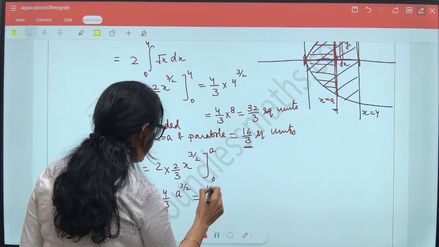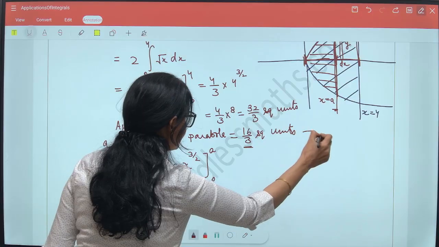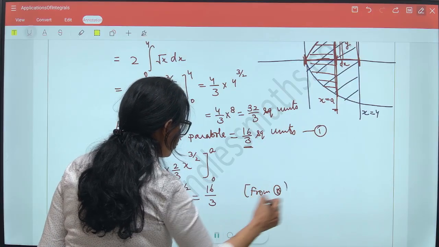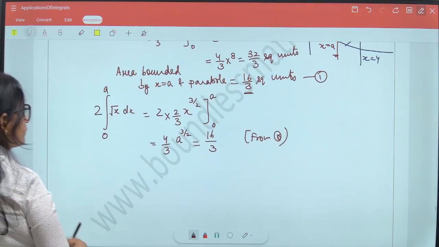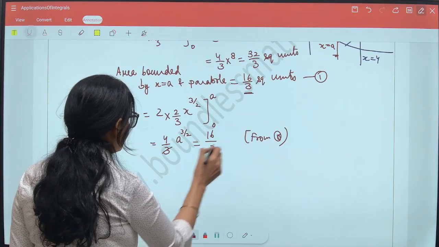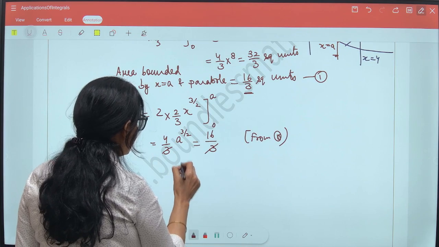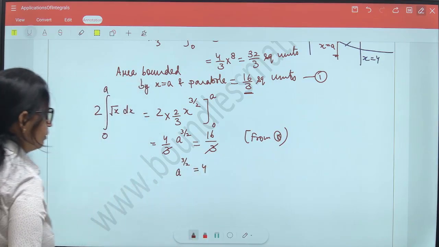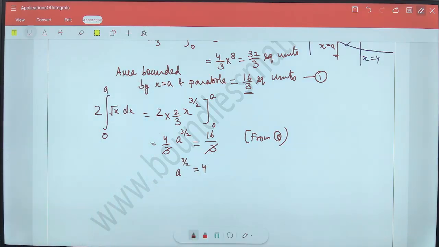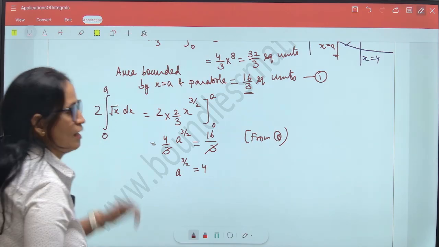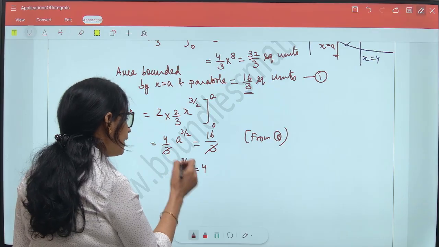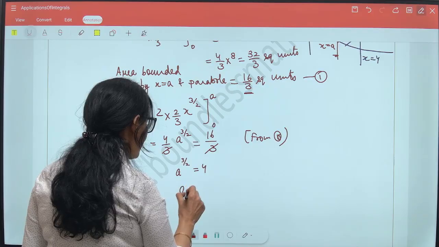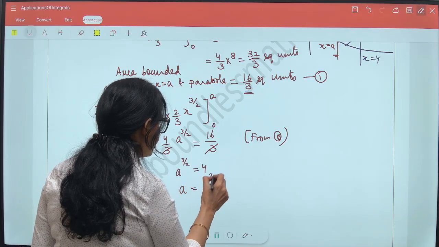So you can just equate this to 16 by 3. Label this as 1 and write here from 1 you have equated this to 16 by 3. So let's find the value of a now. 3 and 3 get cancelled. 4 4s are 16. That means a to the power 3 by 2 equals 4. So what is the value of a? How to find this now? Because it is 3 by 2, you can do 2 by 3 power of both the sides. So that means to get a, you need to calculate 4 to the power 2 by 3.